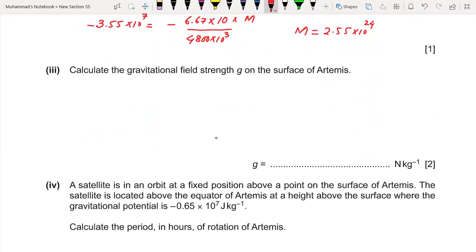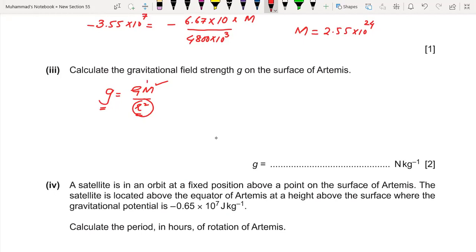So what's the formula of gravitational field strength? You know that gravitational field strength is GM over r squared. This is gravitational field strength, this is distance from the center of the planet, and this is the mass of the planet. So we have to find gravitational field strength on the surface of the planet, so we put r as the radius of the planet.